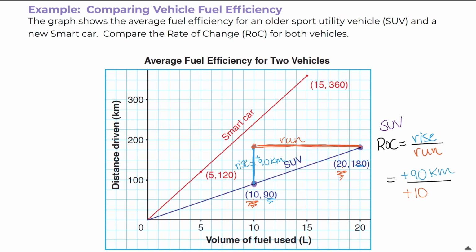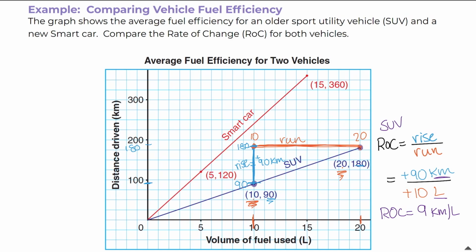Also, we can see here that this is 10. And we can see here that this is 20. Okay, just like here, we could see for our rise that this was 90 and that our height here was 180. Okay, so now let's go ahead and divide it. And when I divide these two values, I end up getting a rate of change equal to 9 kilometers per, sorry, I forgot to put liters here. It's 9 kilometers per liter. So that is my fuel efficiency for the SUV.